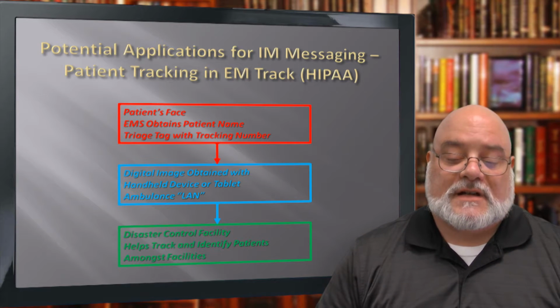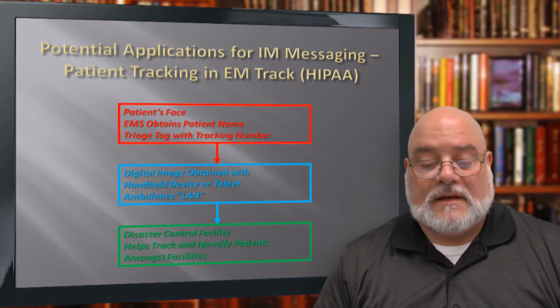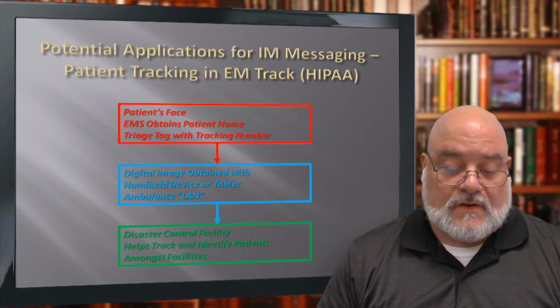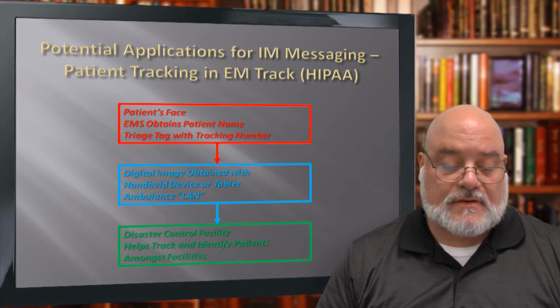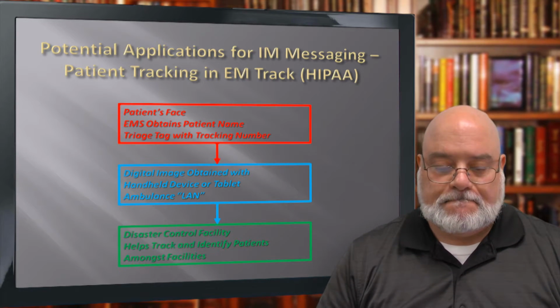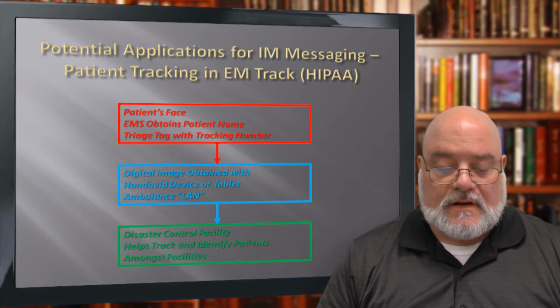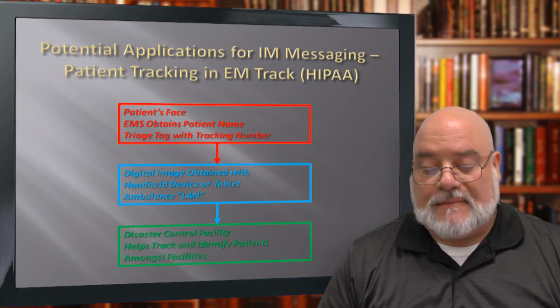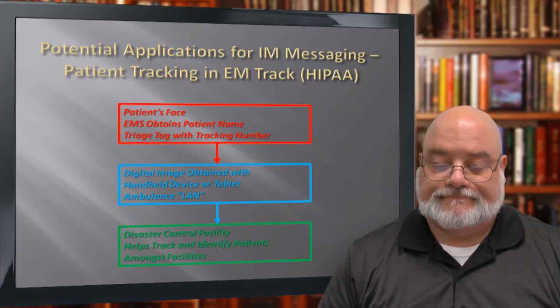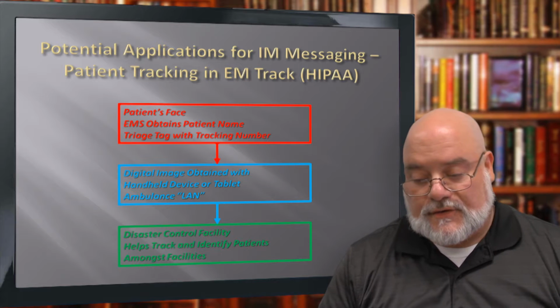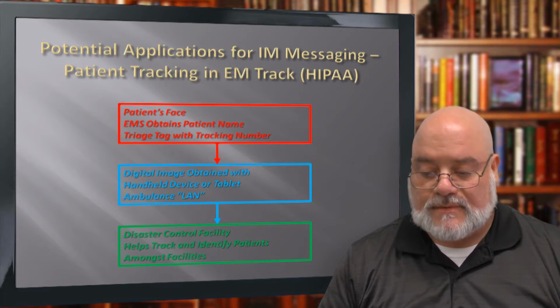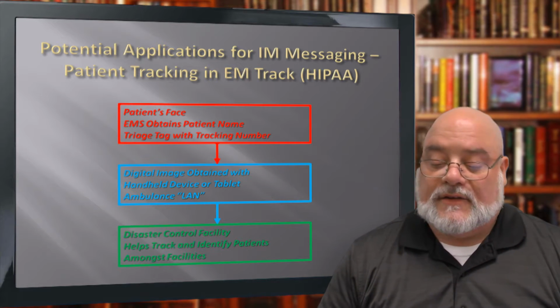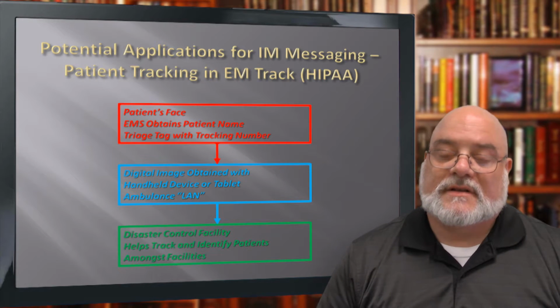So let's talk about potential applications for the instant messaging. It's HIPAA compliant. So, patient's face. EMS obtains the patient name, triage tag with the tracking number. Second, a digital image is obtained with a handheld device or tablet. The ambulance is a local area network. This goes to the disaster, which is an old term. It really should be a control facility now. And this helps track and identify patients amongst the different facilities.